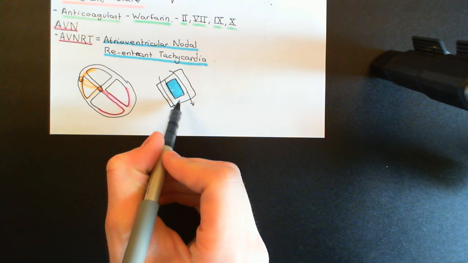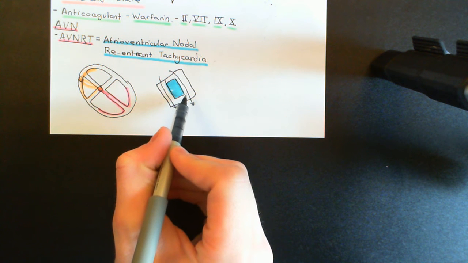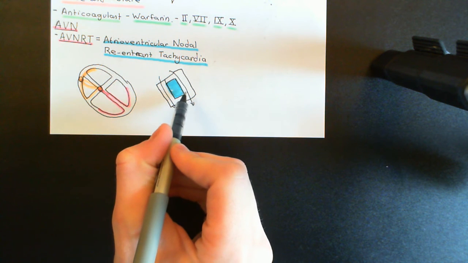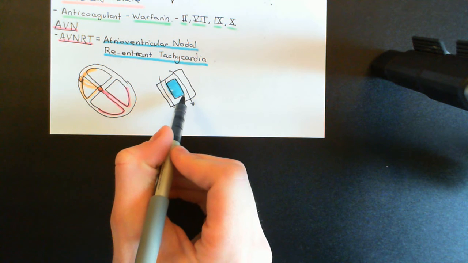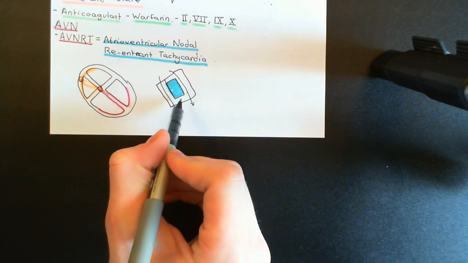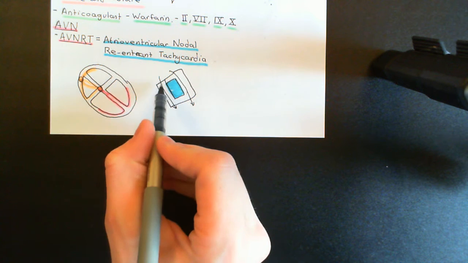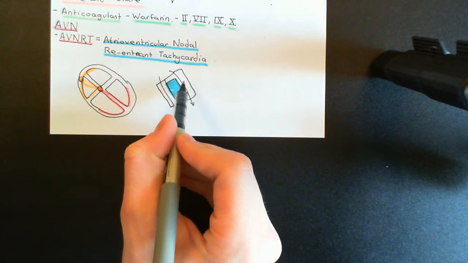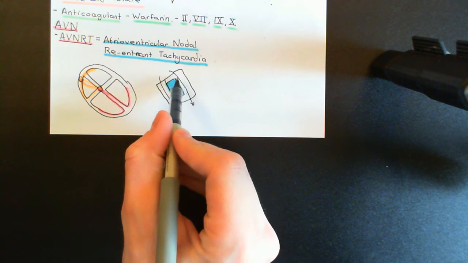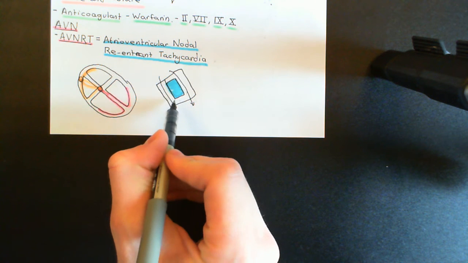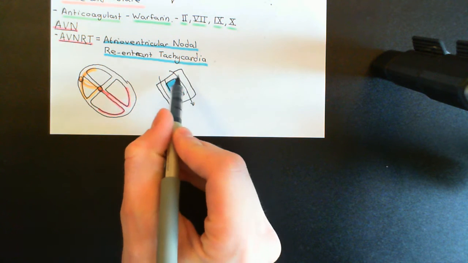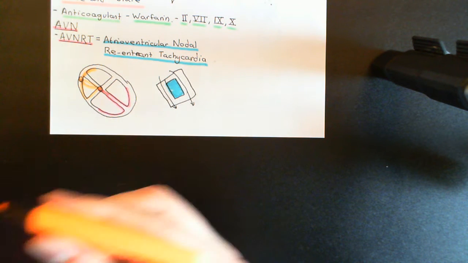Then the electrical signal will pass around here, and it won't ever meet another electrical signal coming the other way, so it won't get killed. Then it can go round, and if it gets round to the top again and these cells have recovered, then it can just go round and round and round. And that's not good.